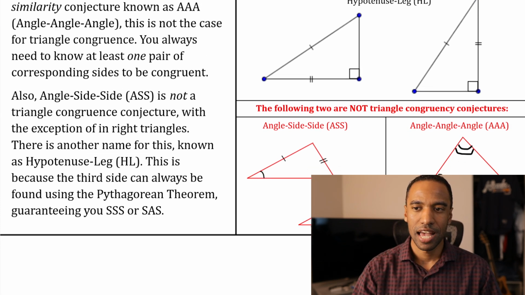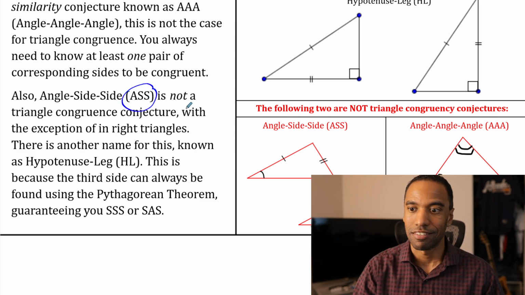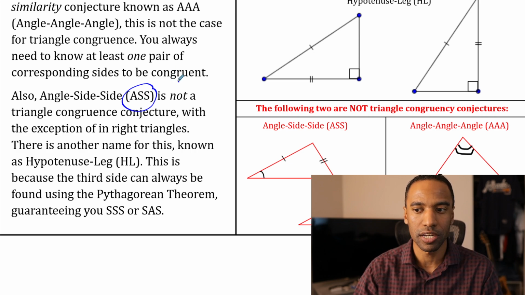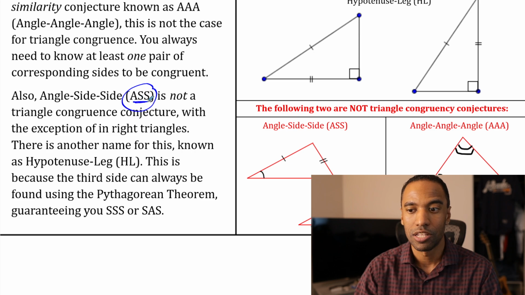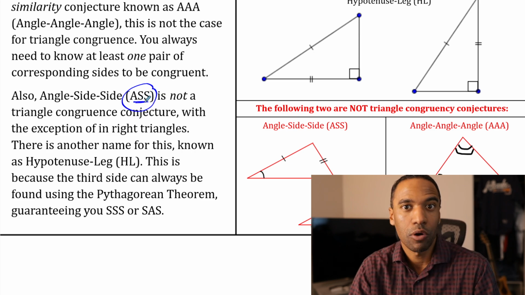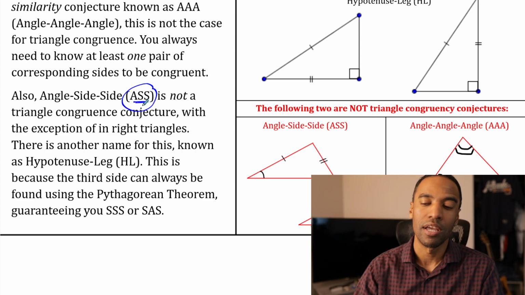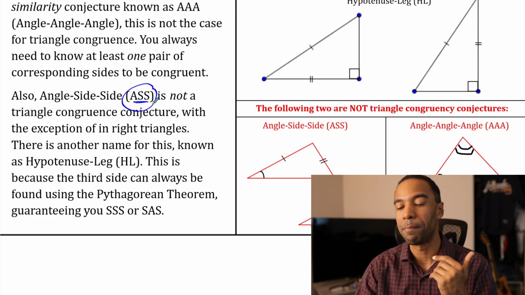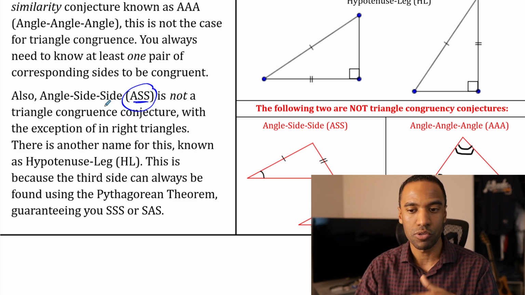Also, side, side, angle, and you'll notice it spells a bad word. It's not a triangle congruence conjecture. That's really a way to remember it. Books are going to say side, side, angle because they don't want to say a bad word. But here's my point to it. Don't say the bad word. You can't have a bad word. So that's part of the point. If you notice, oh no, you said a bad word, right? That's an example of, you can't use that. It's not a triangle congruence conjecture.